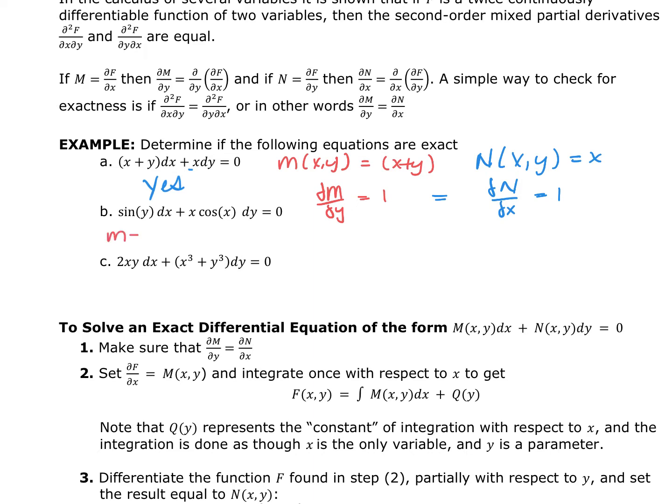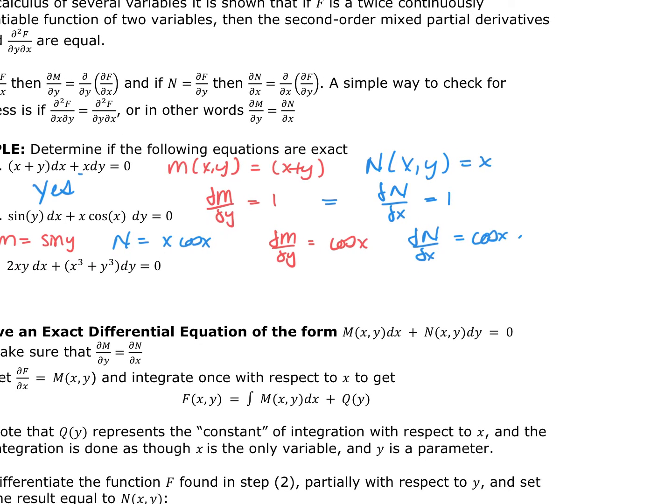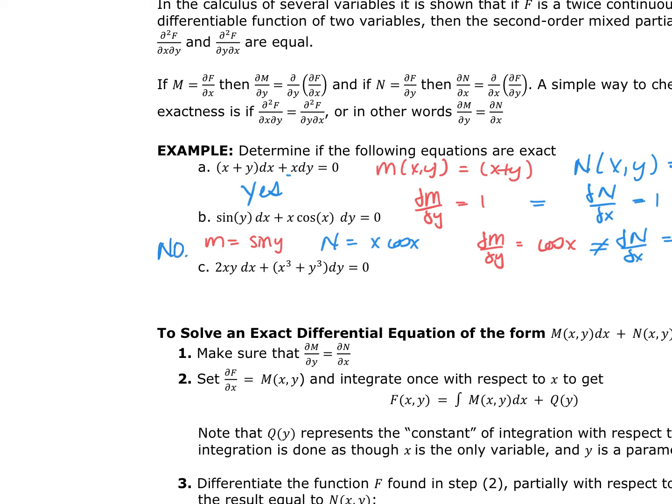Same thing here. M is equal to the sine of y. N is equal to x times the cosine of x. So I'm going to do the partial derivative of M with respect to y. This is going to give me the cosine of x. Now I'm going to do the partial derivative of N with respect to x. And you can see there's a multiplication here, so I have to use the product rule. So the derivative of x is 1, so that's just going to be the cosine of x. And then the derivative of cosine, so that's going to be x multiplied by the negative sine of x. Now these are not equal, so this one is not exact.